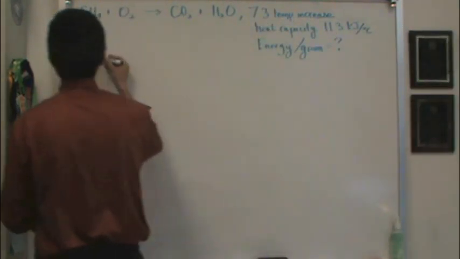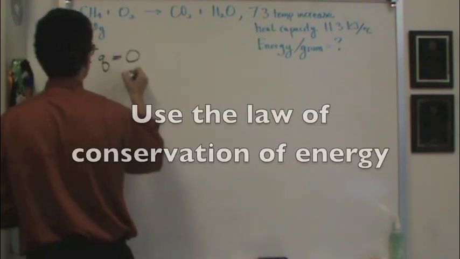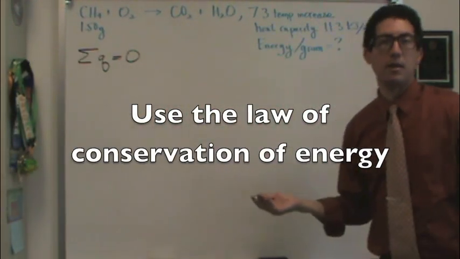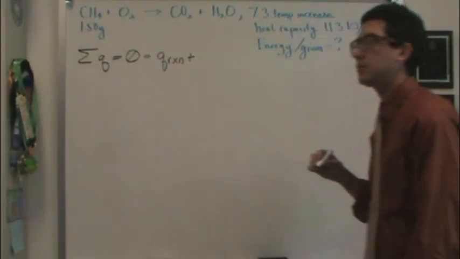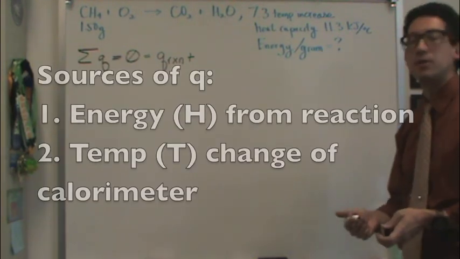At least the start is the same, where you go the sum of the Q's equals 0. The law of conservation of Q's that we're going to deal with. The first one is called the Q of reaction. Because we know that energy is coming off of this reaction, there's a Q for it. And that's actually what we're looking for.